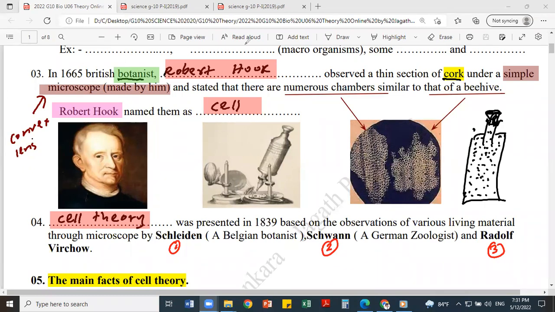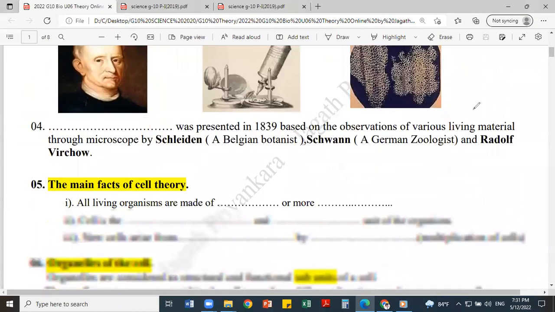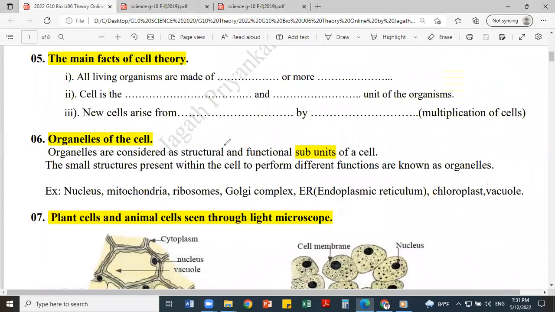Okay, shall I erase this? Did you all finish copying down? Anyone still writing? Number 5, main facts of cell theory. This one you have to put a star because they can ask this in the exam. You have to remember this, they mostly ask this in the paper. Main facts of cell theory.